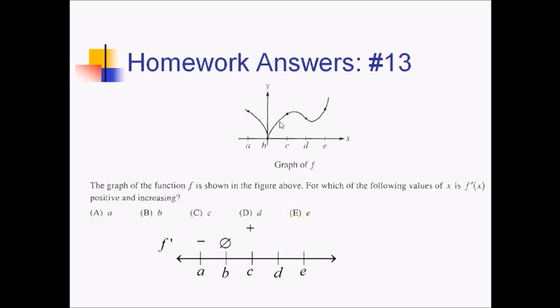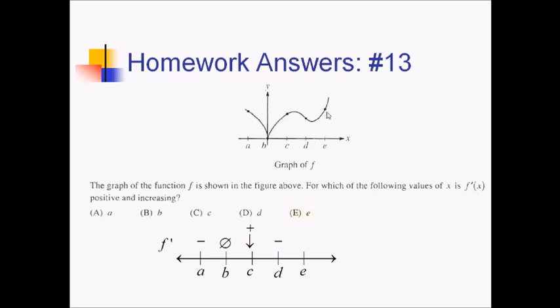However, if you notice here, we are increasing, but at a decreasing rate. We're going up, but the rate at which we're going up is slowing down as we get closer to this smooth turnaround. So that means the derivative is actually decreasing, even though it still has a positive value up here. Now at D, the original function is decreasing, so we have a negative derivative, no good.